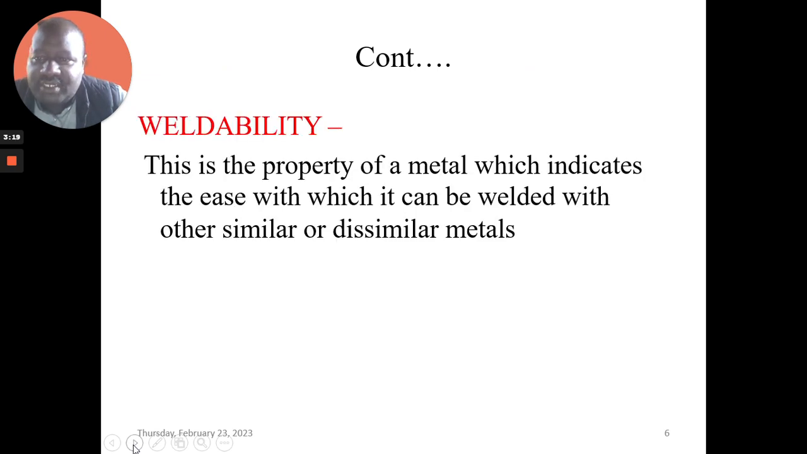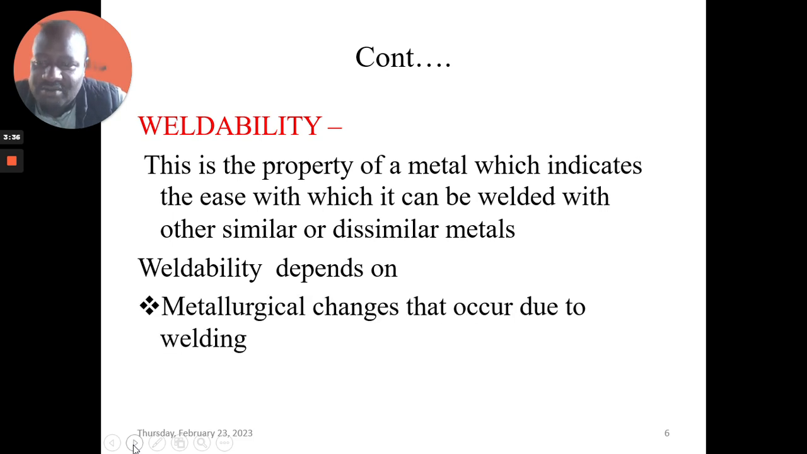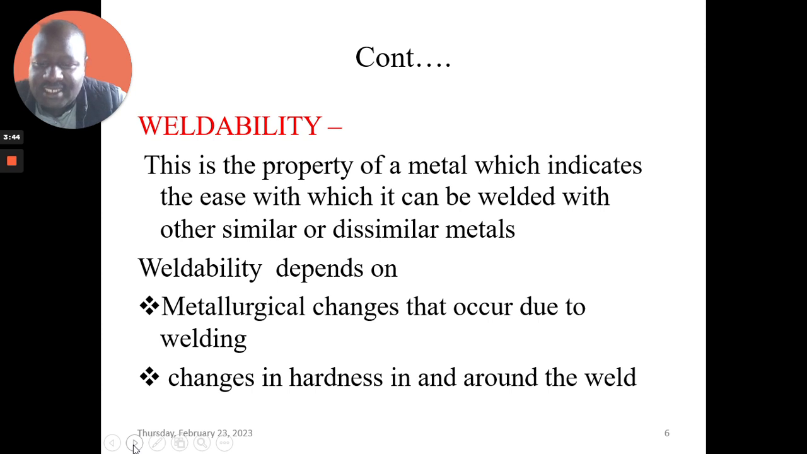Also, when we look at what we call weldability, which is the property of metals which indicates the ease with which they can be welded with other similar or dissimilar metals. Weldability depends on some factors here, which are the metallurgical changes that occur due to welding, and the changes in hardness in and around the weld.